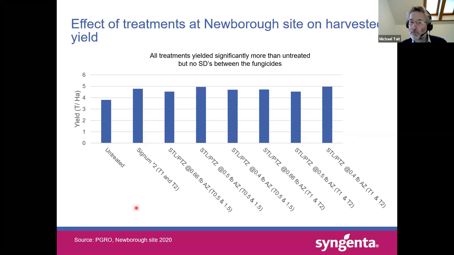This is the yield from those sites. Again, the treatments out-yielded the untreated, but we weren't able in this particular trial to differentiate between the different treatments because the disease pressure was relatively low from the chocolate spot.